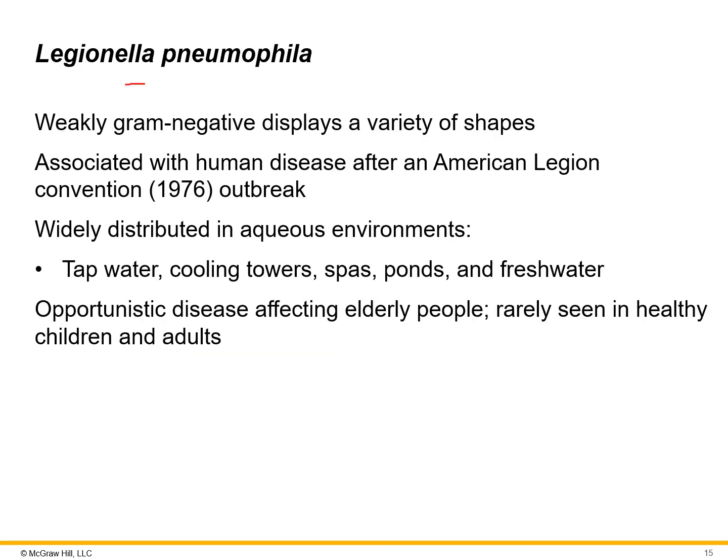Another causative agent, Legionella pneumophila. This is kind of weakly gram-negative that has a lot of different shapes to it. It's actually associated with human disease after the American Legion Convention in 1976 outbreak that this became more of an issue. It's widely distributed in aqueous environments, so in tap water, cooling towers, spas, ponds, fresh water. It is opportunistic. So again, those who are elderly, it is rarely seen in healthy children or adults.